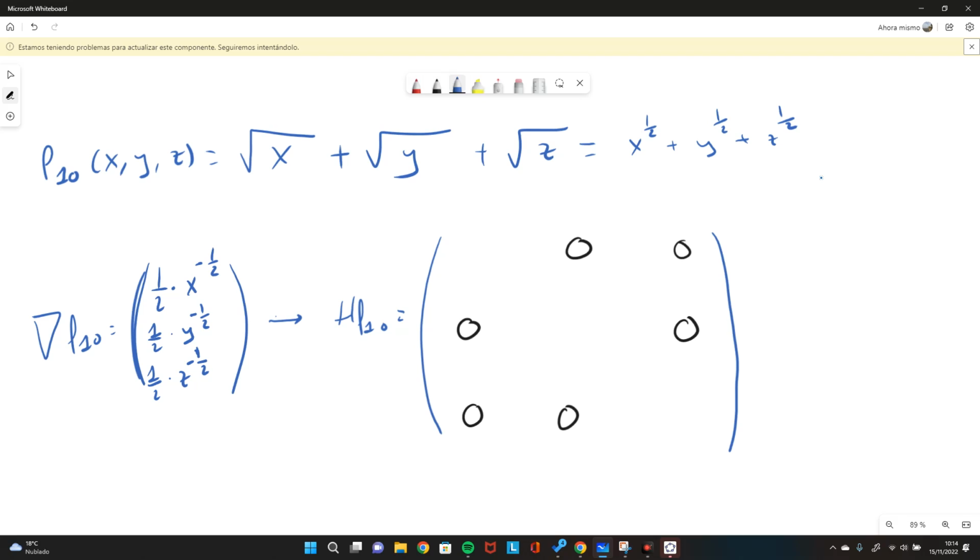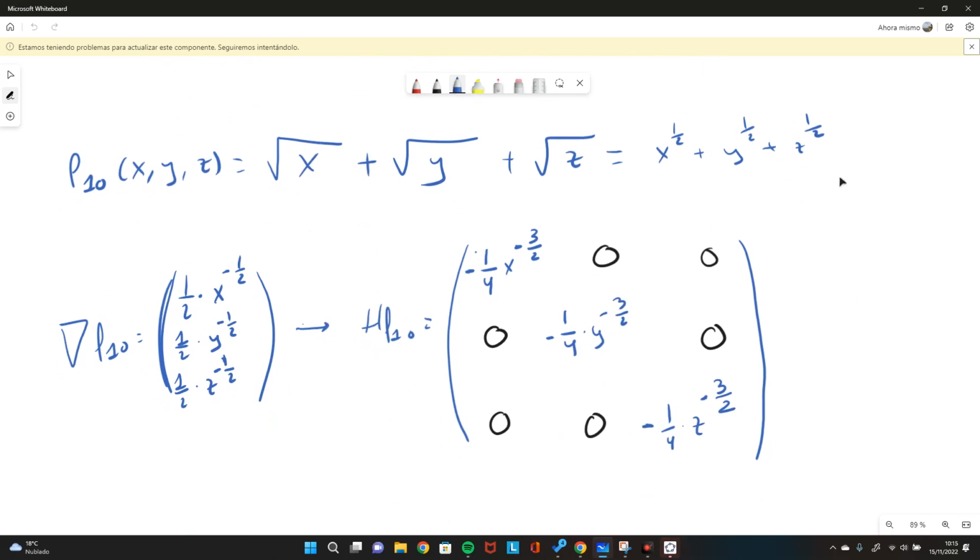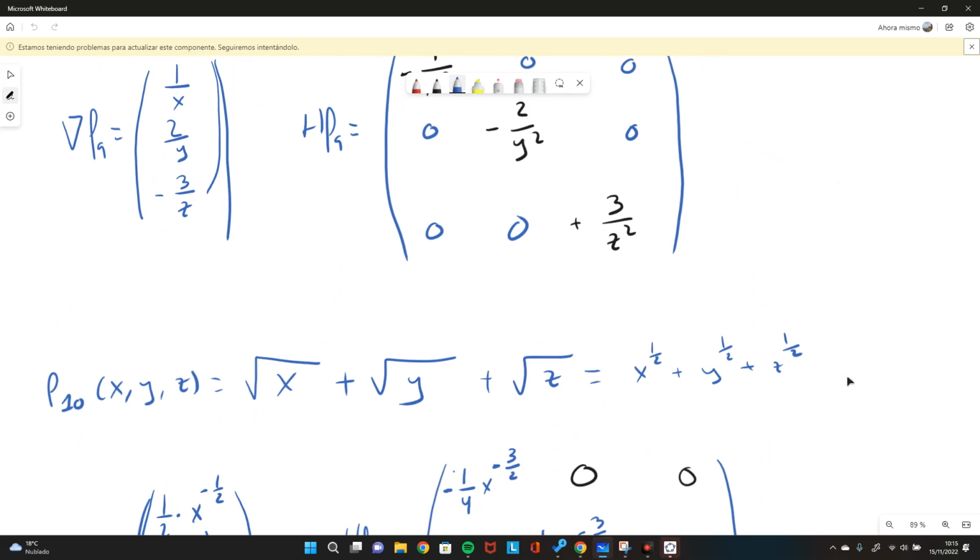And let's see, here is just minus 1/4 of x to the power of minus 3 halves. Same with all of them: minus 1/4 times y to the power of minus 3 halves and minus 1/4 times z to the power of minus 3 halves. And that is pretty much the whole thing. And that is it. I'm going to go through all of them, okay? It's just a sum of square roots.